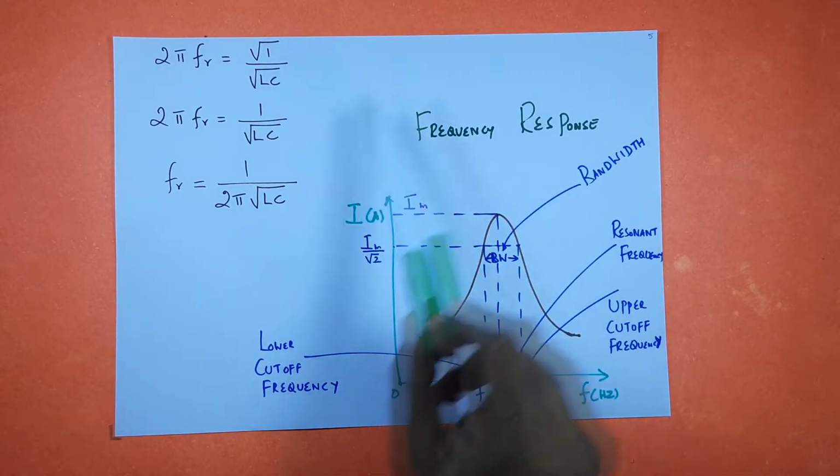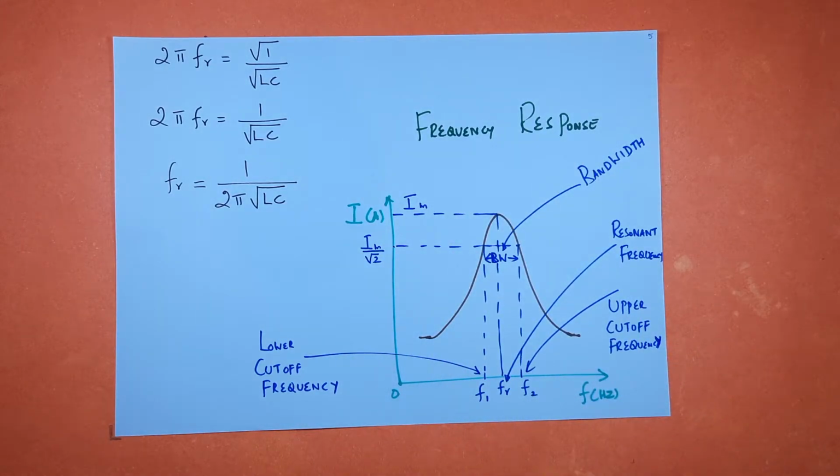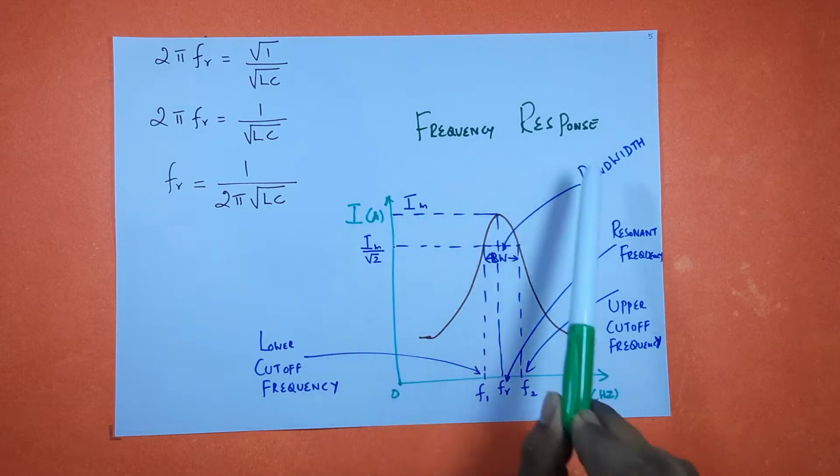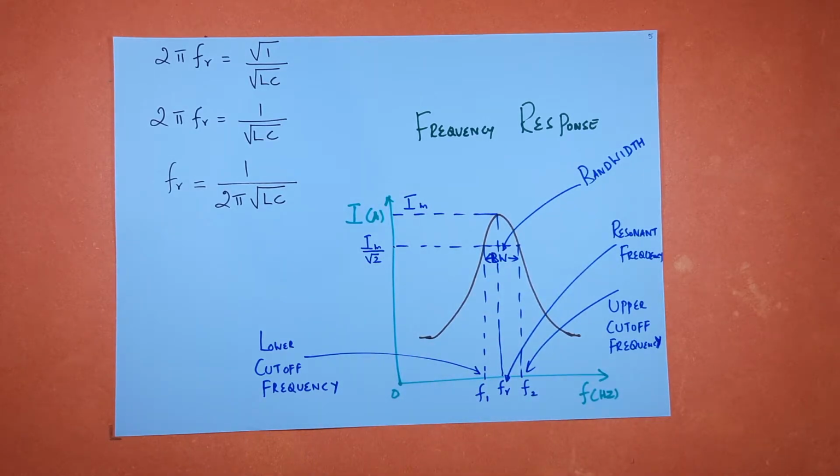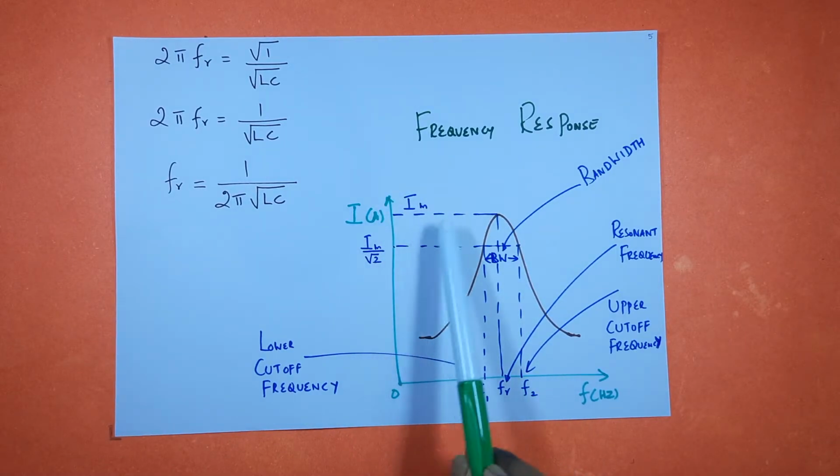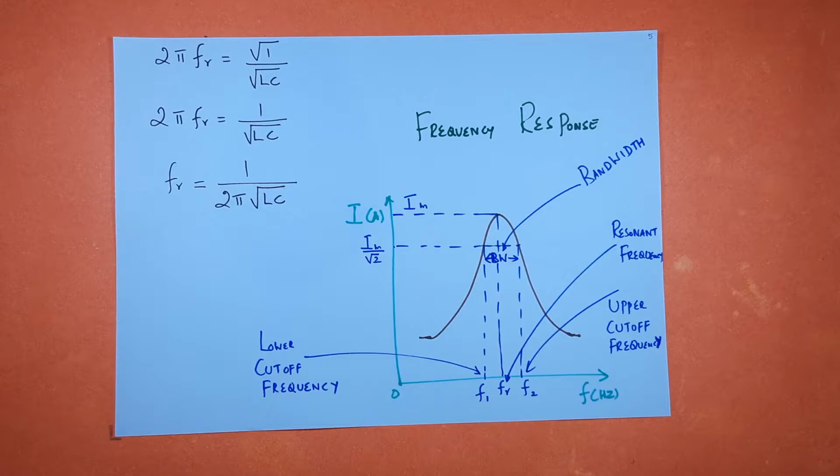So here, this is the frequency response. It is drawn with the x-axis as frequency and the y-axis as current. In a series resonance circuit, how the current varies with respect to frequency is your frequency response. So the variation is something like this. At resonance frequency FR, current is maximum, that is IM.